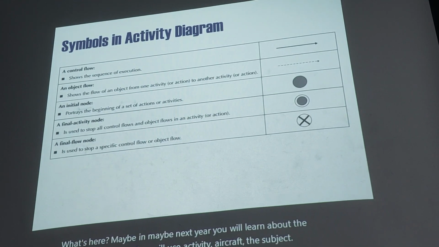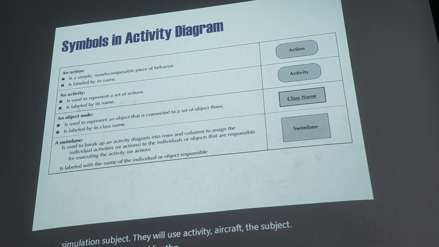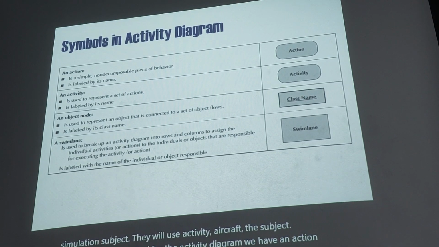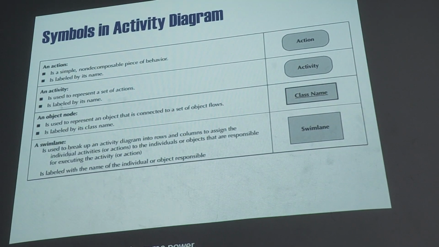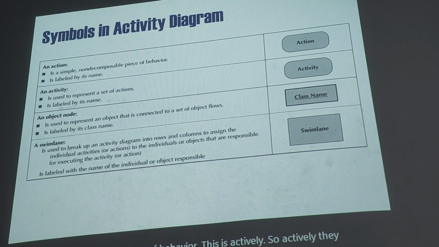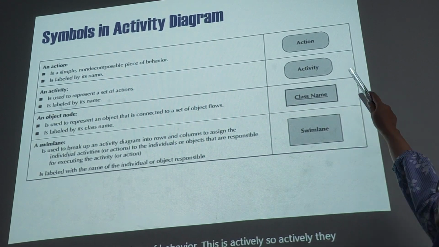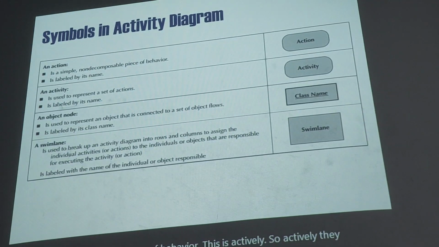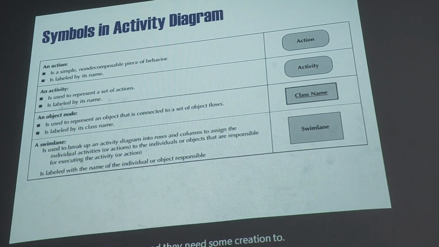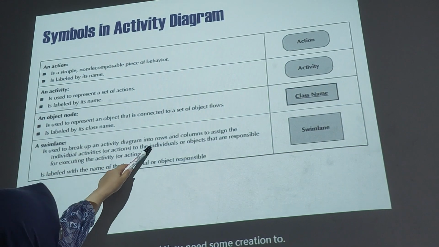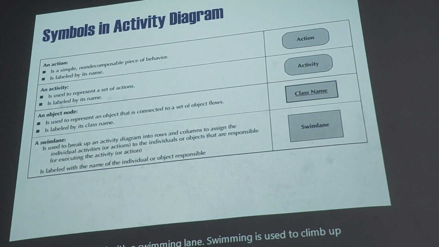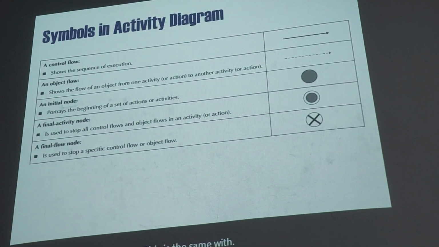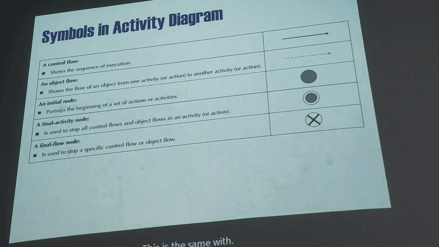So this is the symbol for the activity diagram. We have an action, activity. Action is a simple non-decomposed piece of behavior. This is activity. So activity, they plug the name and they need some duration to do an activity. This is a class name. This is swim lane. Swim lane is used to break up the activity diagram into rows and columns. This is the same with the one in BPMN. This is a symbol for the activity.